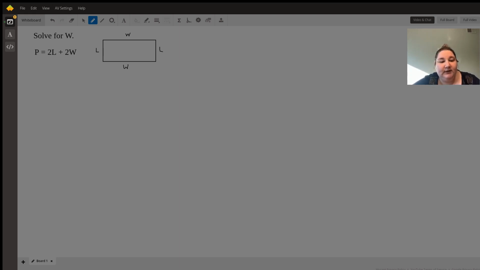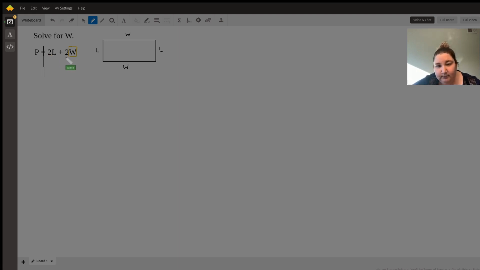If we are solving for W, that means we need to get this W totally alone. What I like to do is think about what is happening right now to the W. The first way I do that is I separate my two sides of the equation. There are two things going on with W, and we always want to start with the thing that's furthest away from the W, which is the 2L. It has to be furthest away, but on the same side.